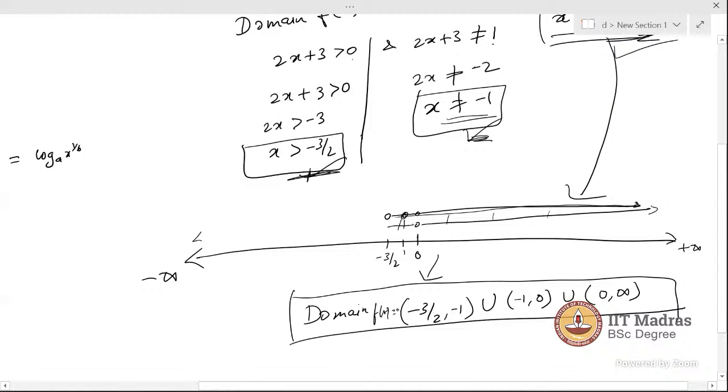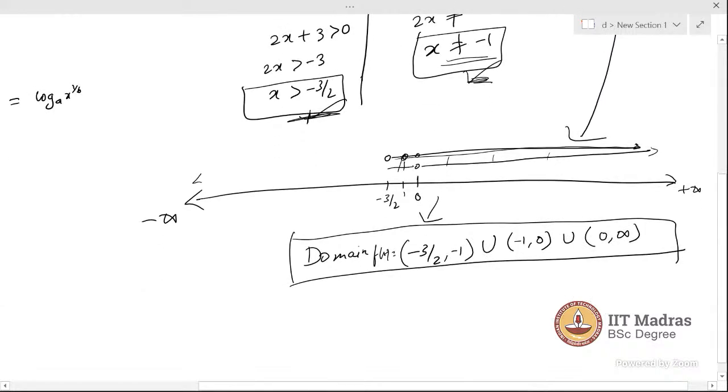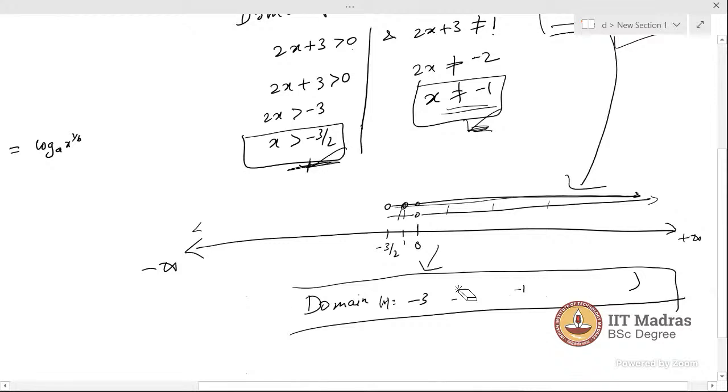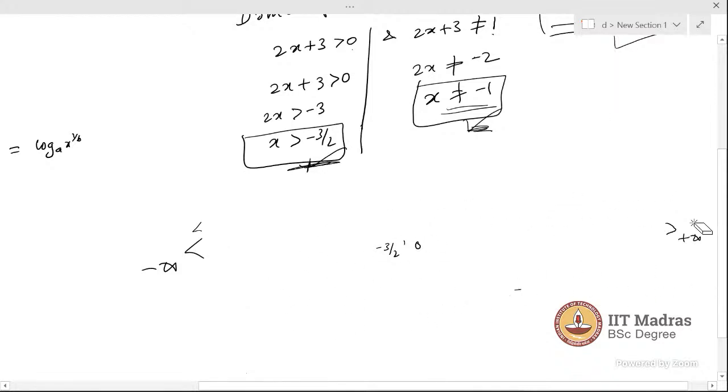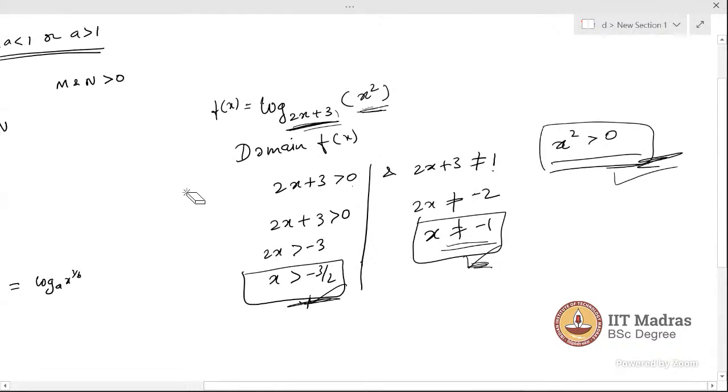Now let's do one more problem based on domain, and then we can discuss some more problems on graphing and domains. I hope you understood this question. This was fine for all of you, right? Yes, sir, it was clear.